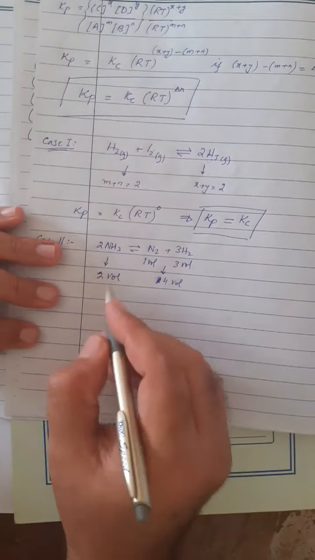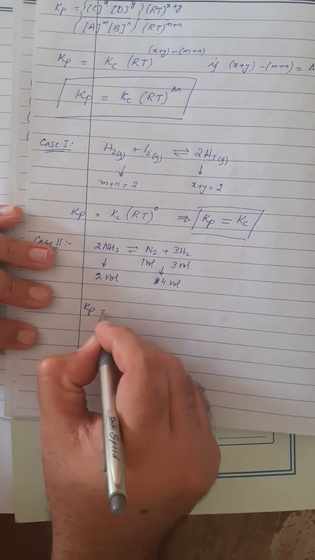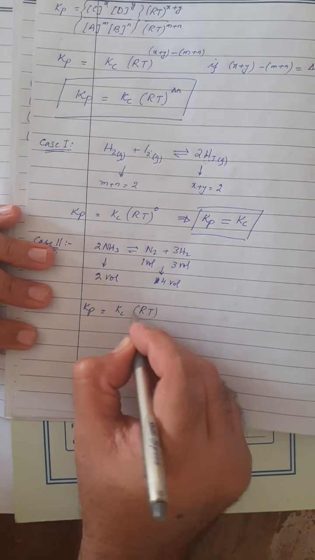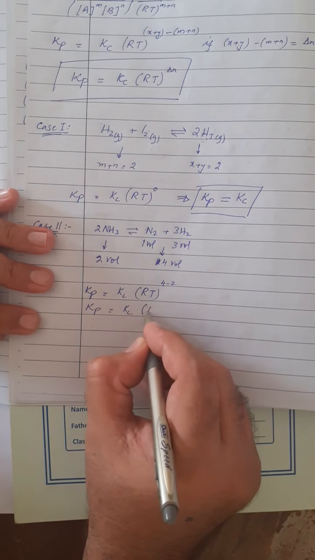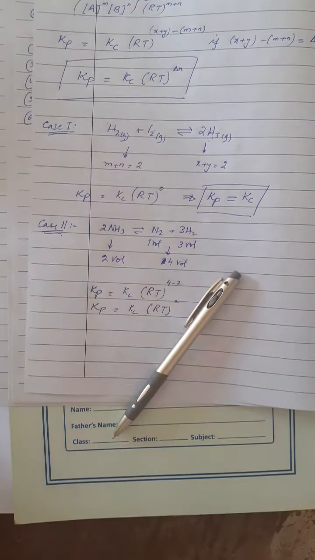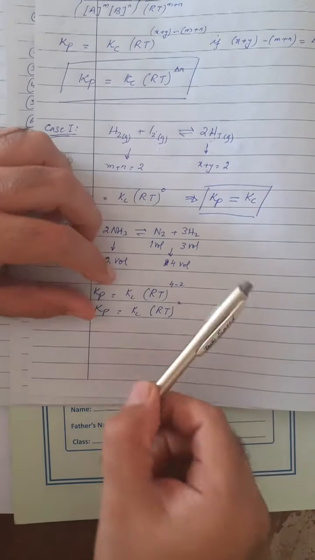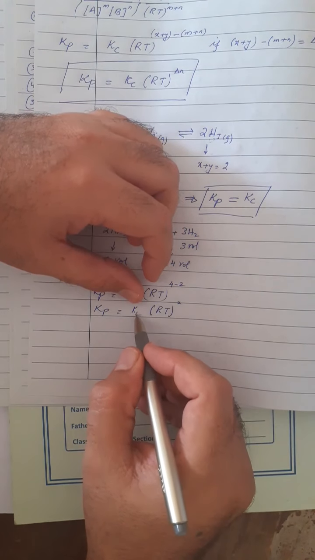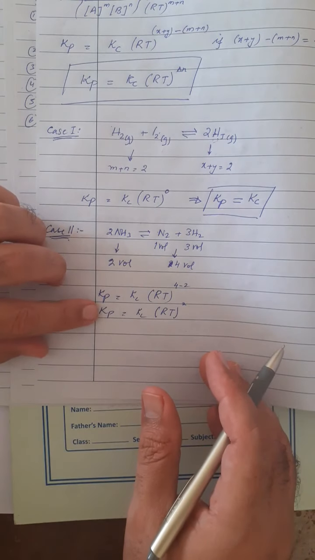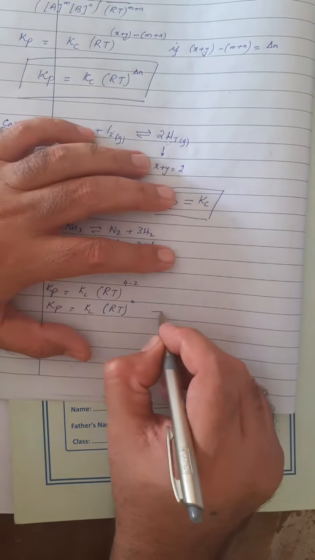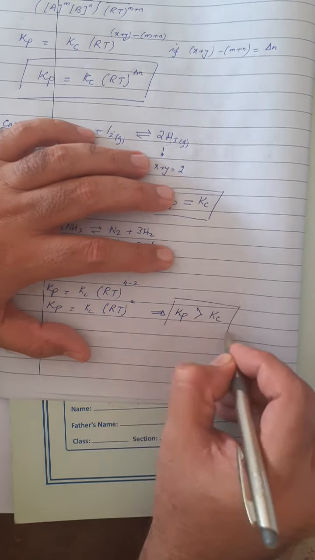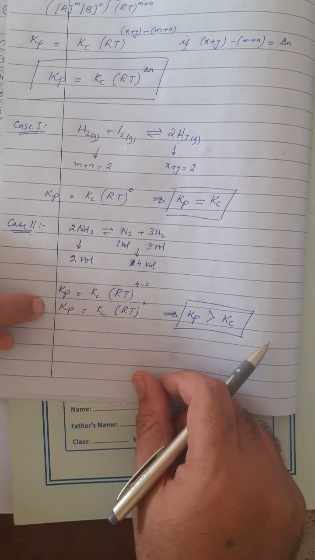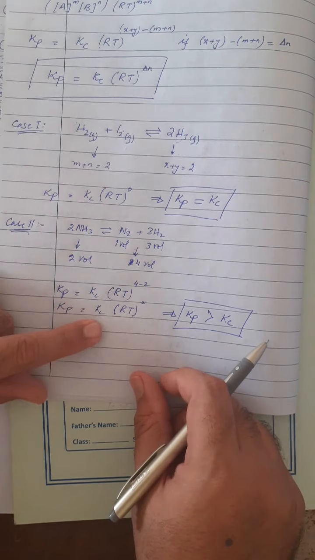Okay? Let me write for you. Kp is equal to Kc (RT) power 4 minus 2. So Kp is equal to Kc (RT) power 2. This is a positive power. RT is a number, and when you square it, it gets an even bigger number. When a bigger number multiplies Kc, the product will be even bigger. So Kp will be much bigger than Kc. The value of the equilibrium constant in partial pressure for this reaction will be much, much bigger than the value of Kc for the similar reaction.